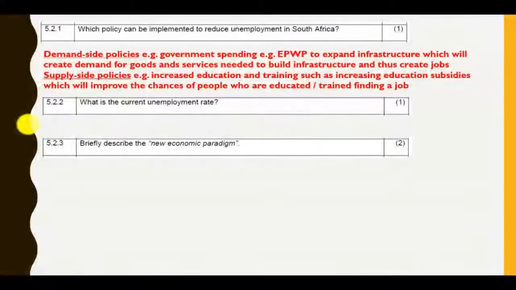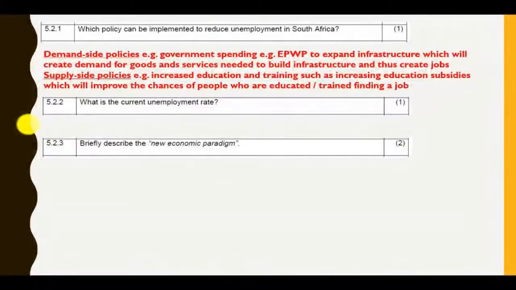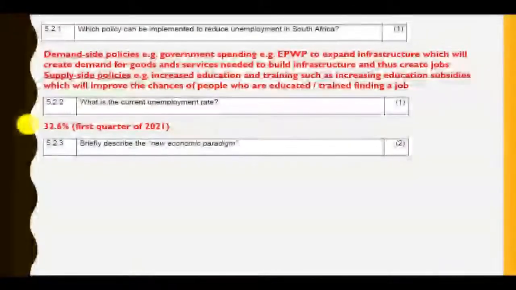What is the current unemployment rate? You won't find it in the extract. They don't talk about that. They just talk about the unemployment rate in certain age groups. But the extract does not talk about the overall unemployment rate. So the current unemployment rate for the first quarter of this year, grade 12s, was 32.6%. So please make a note of that.